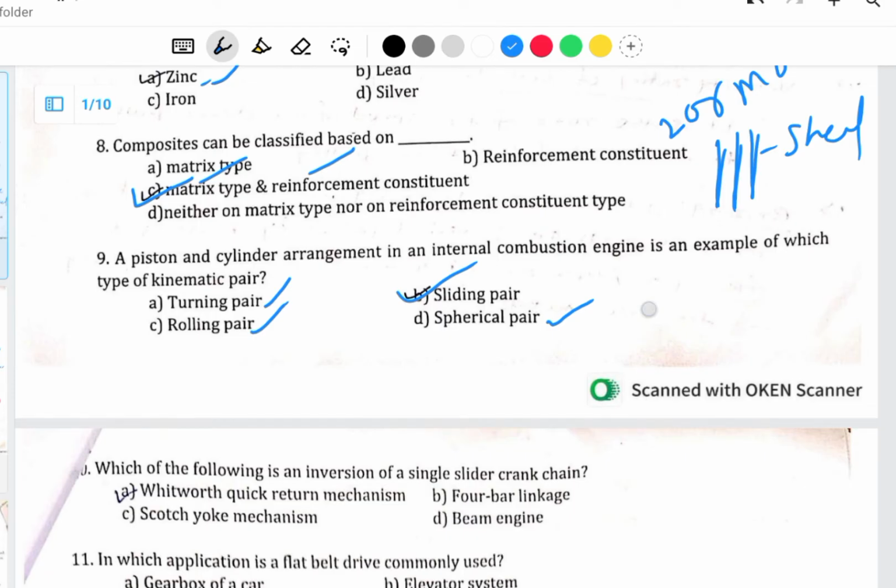So here there is one part, that is a cylinder. You can consider this one example, I hope you have already studied it. The cylinder is the only part that is going to slide, so that's why it is called a single sliding pair. It is called the cylinder and piston arrangement.